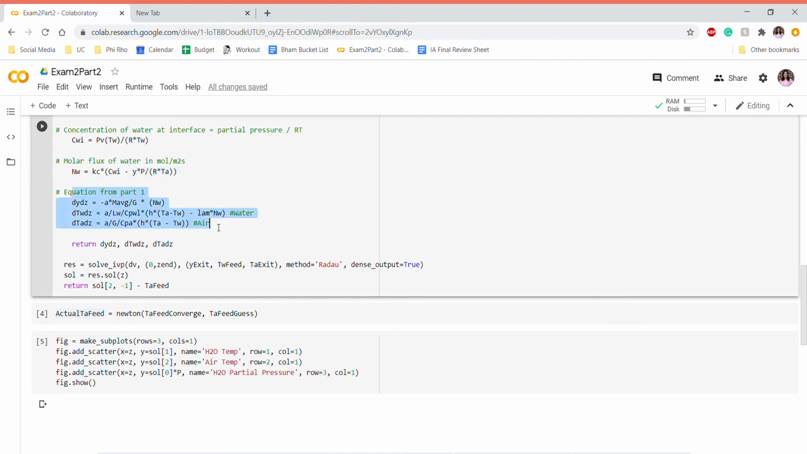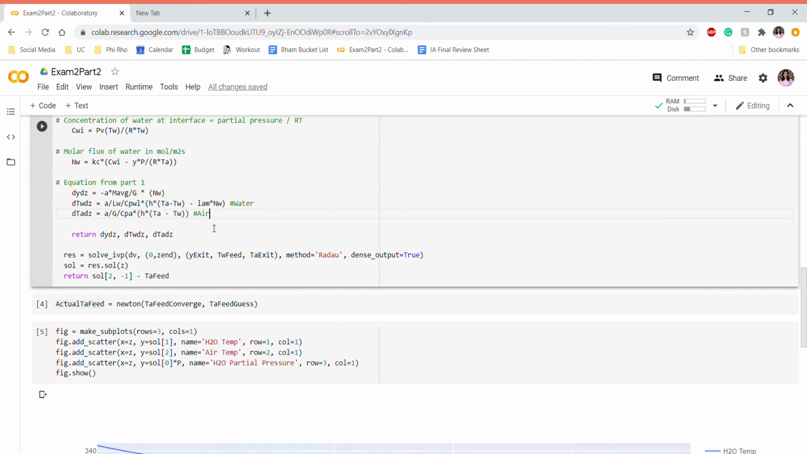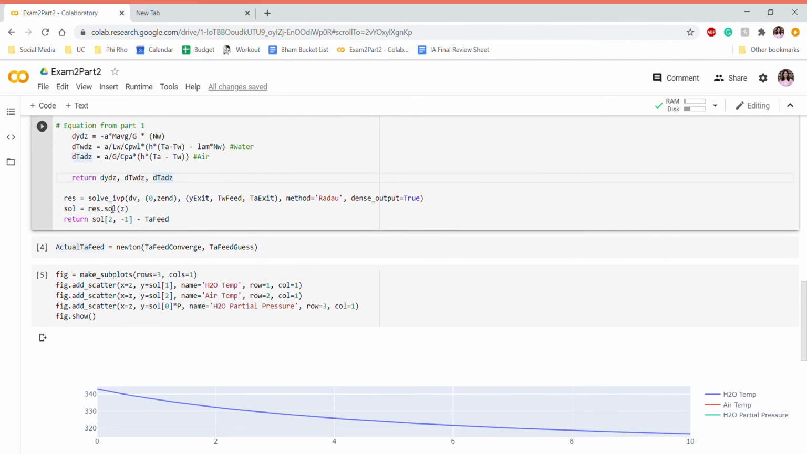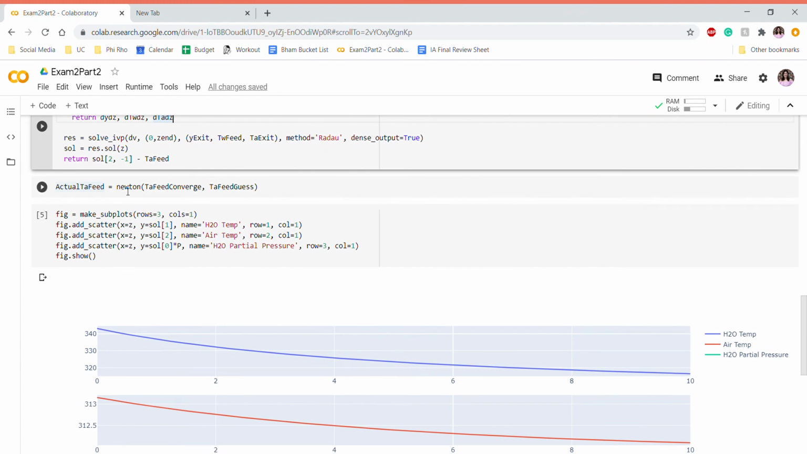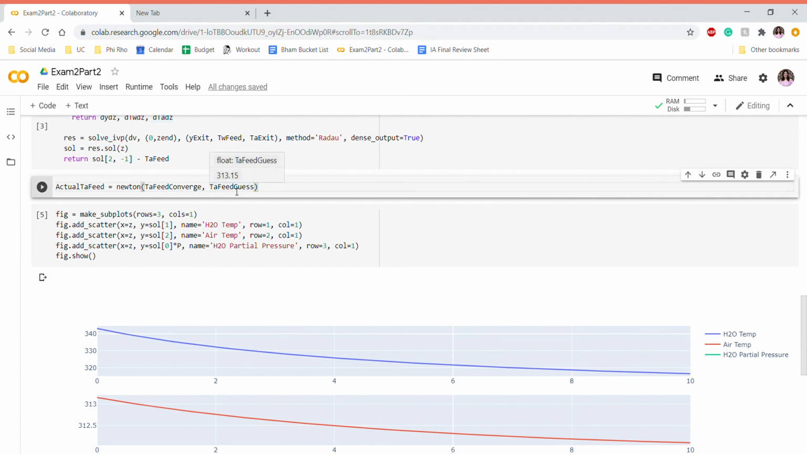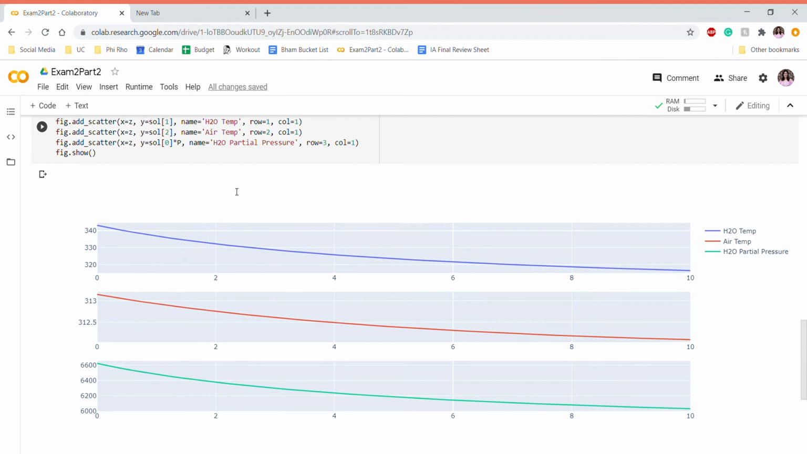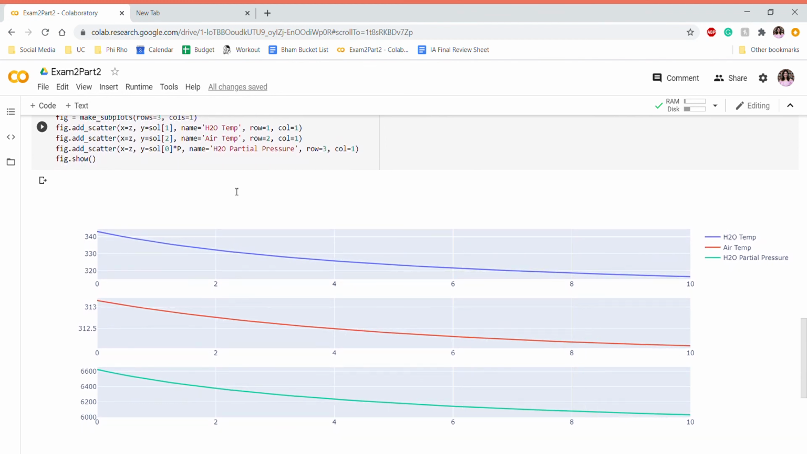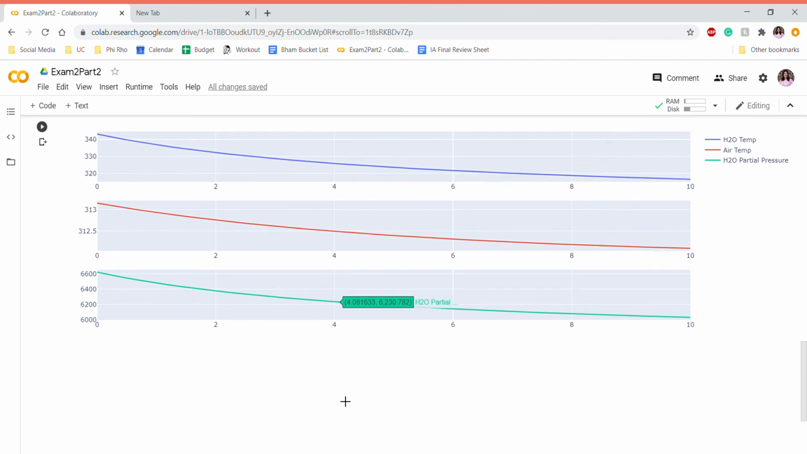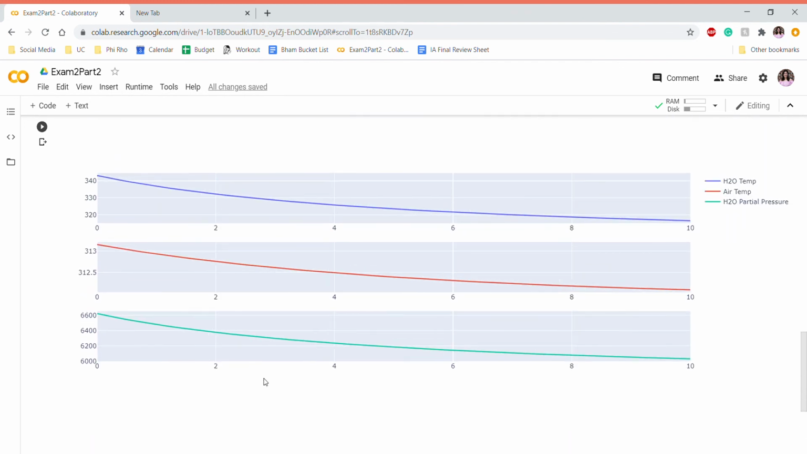These are just more equations from part 1. We have our water differential equation and our air differential equation. Then we return those three values and solve. Use our Newton linear approximation to get our feed temperature to converge from our guess. And then we have these three scatter plots that we make, these three graphs of our water temperature, our air temperature as it changes through position, and the water partial pressure as it changes through the cooling tower.